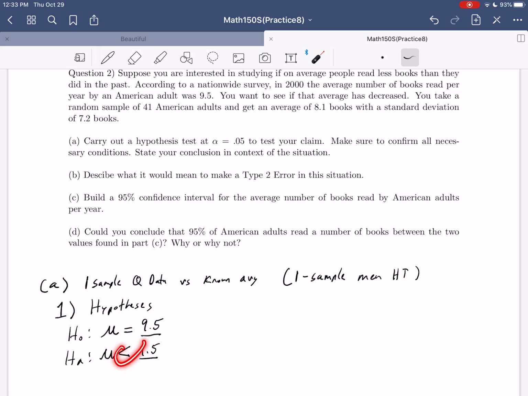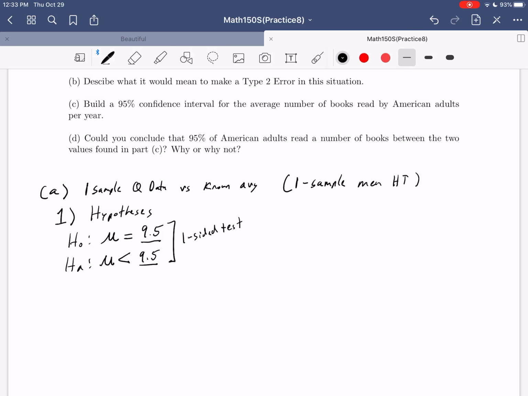We have some language. Whenever you choose a less than or a greater than, we would call this a one-sided test because we have a particular direction that we think the average has changed. We're not just saying it has changed in general. We have a particular direction, one side, we think it's gone down. This will be important, so make a note that it's one-sided, because when we get down to the p-value step in step 4 and we look on table C, we need to know if it's one-sided or two-sided. All right, so we have our hypotheses set here.